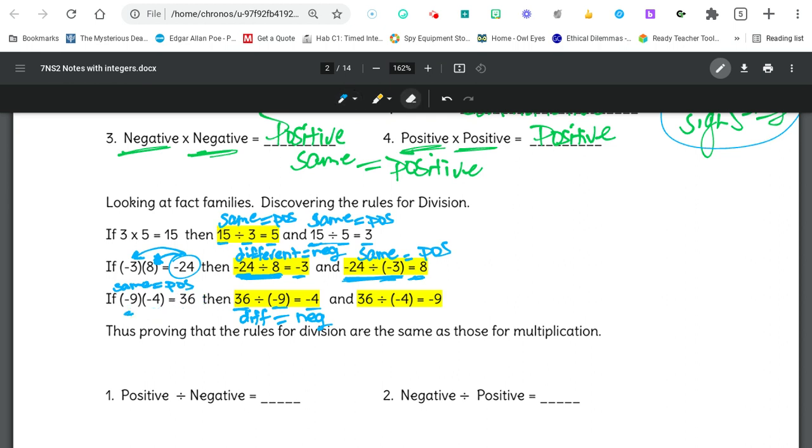If I take 36 and divide it by negative 4, I'm going to end up with the other number in my family, which is negative 9. These signs are different. I end up with a negative answer. So the rules hold the same. Same signs in the problem, you get a positive answer. Different signs in your problem, you get a negative answer. And you can see that from those examples.